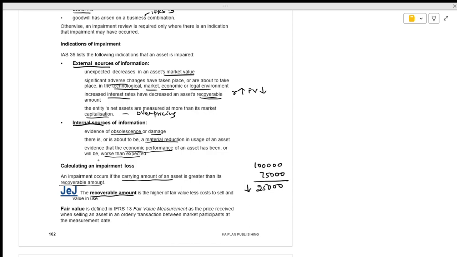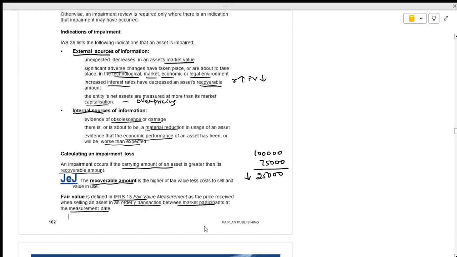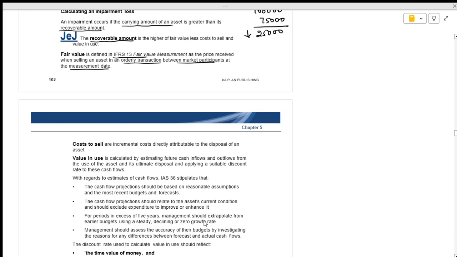Okay? Now, what is the fair value? Fair value, we have done this. Fair value is nothing but the price in an orderly transaction between market participants at the measurement date. Yeah, it should be an orderly transaction. That's the fair value. Definitely there is some cost to sell. To sell the asset, we will have incremental costs which are directly attributable. What is the value in use?